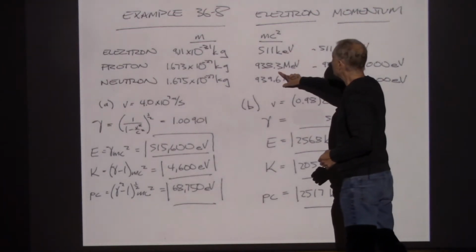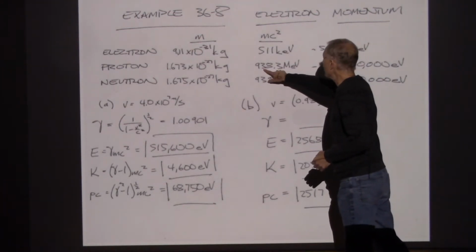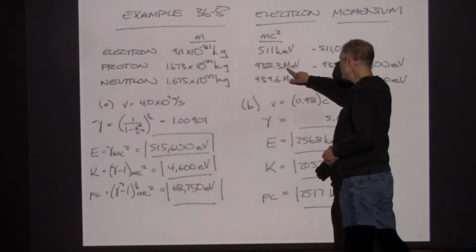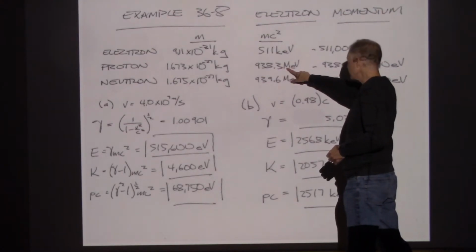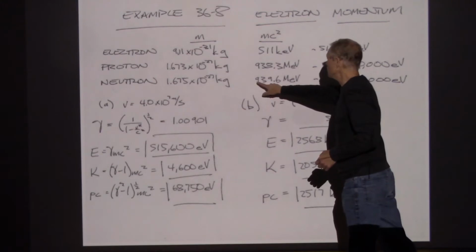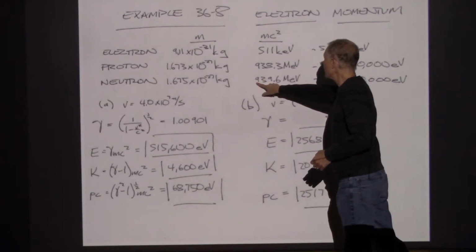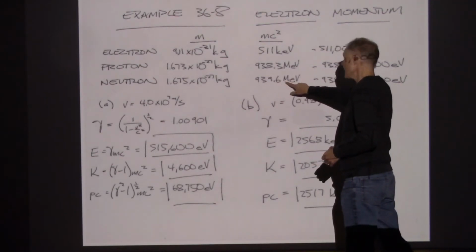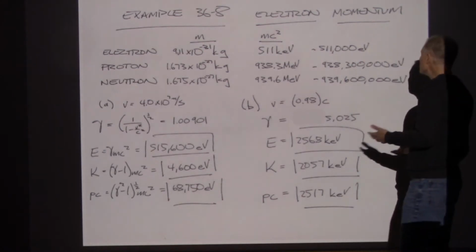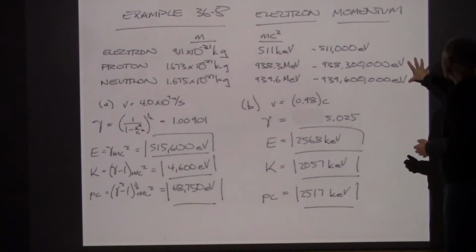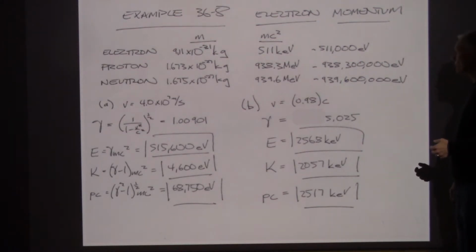So the proton mc squared value is 938.3 million, or mega, eV. And the neutron's mass is 939.6 MeV, or again, mega eV. If we write those out, that's what it would look like for comparison.